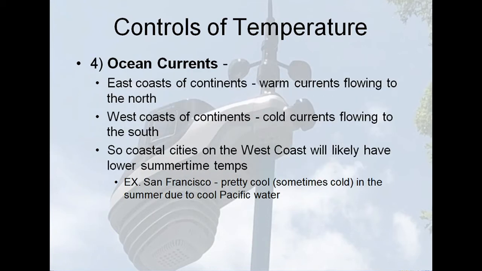Ocean currents. On the east coast of continents, warm currents flow to the north, and on the west coast of continents, cold currents flow to the south. So coastal cities on the west coast are likely to have lower summertime temperatures, with all that cold air coming from the north going down. An example is San Francisco. It's pretty cool, sometimes cold, in the summer due to the cool Pacific water.